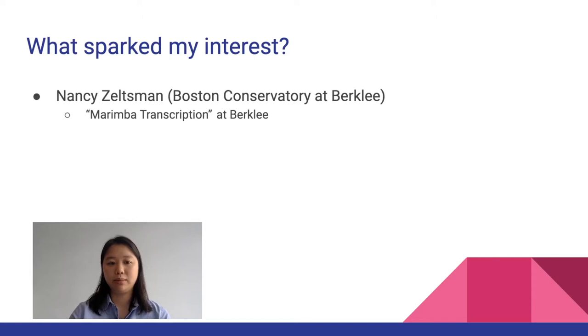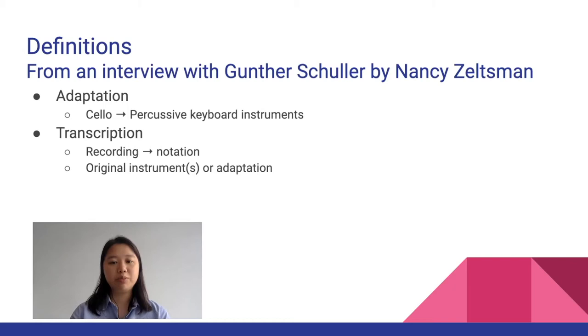Let me interject some definitions here. From Nancy's book, Four-Mallet Marimba Playing, she quotes an interview she did with Gunther Schuller, where he explains three terms: adaptation, transcription, and arrangement. Adaptation is used when a piece of music written for an instrument is being played on another instrument, in this case, playing the cello suite on marimba and malletSTATION.